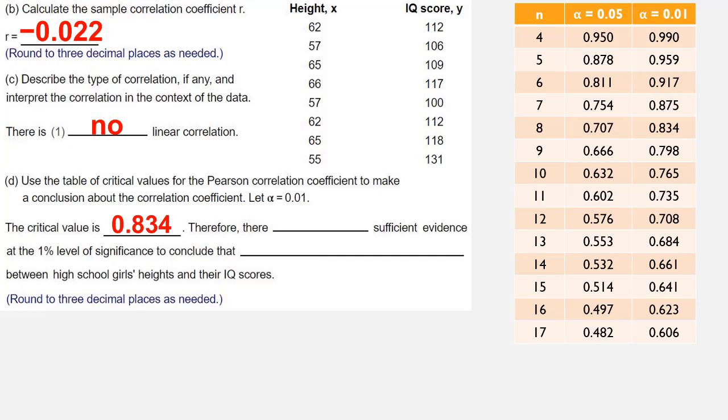So then we compare the critical value to the absolute value of the correlation coefficient, and we find out that this critical value is much larger than the absolute value of the correlation coefficient. Therefore, there is not sufficient evidence at the alpha equals 1% level of significance to conclude that there is a significant correlation between high school girls' heights and their IQ scores. And that's your answer.